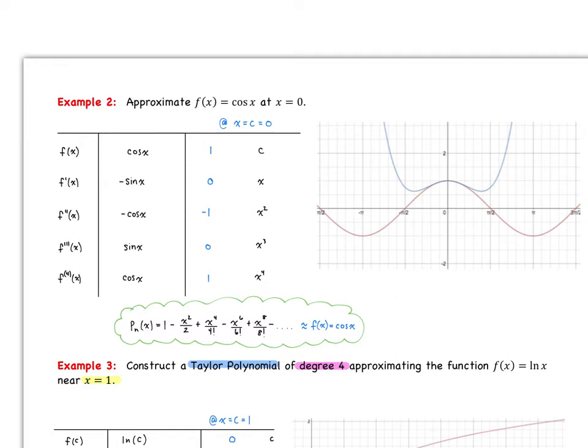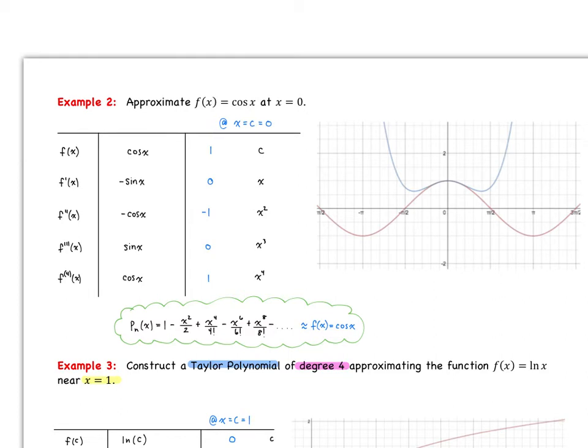So what we should notice is all of the odd degree terms have coefficients of 0. All of the even degree terms, their signs are alternating. Positive, negative, positive, and so on and so forth.